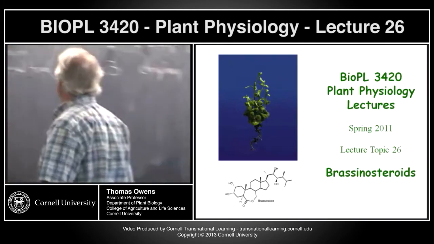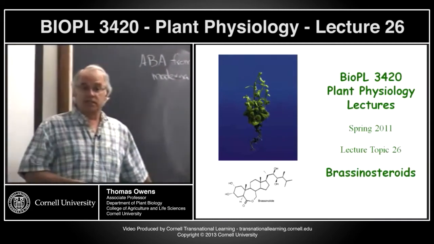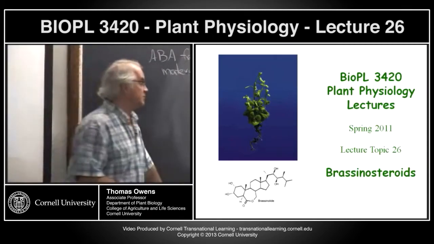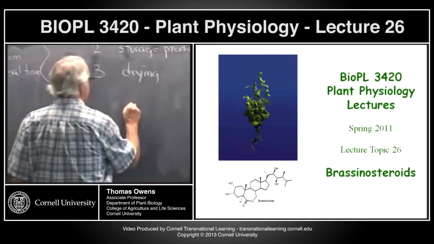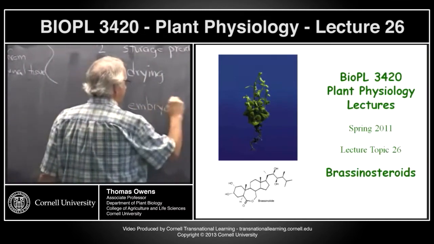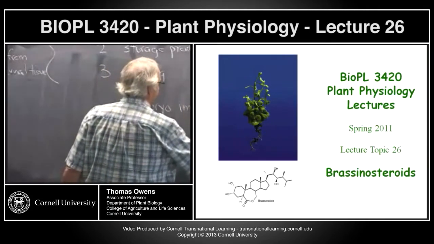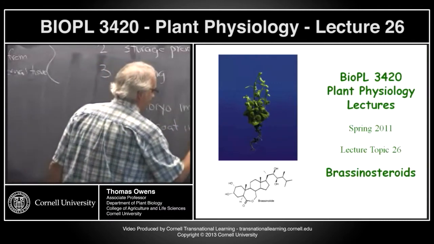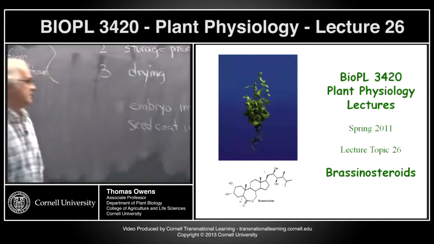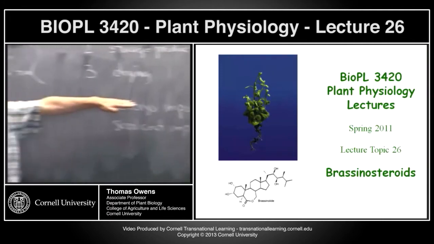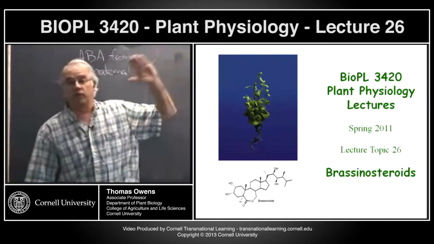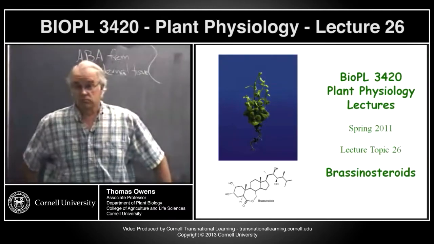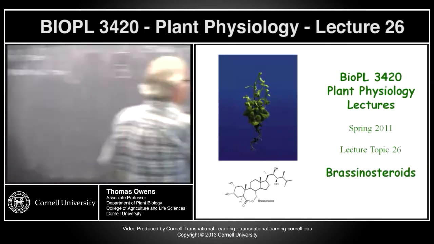Okay, so what we need to do to finish up dormancy is to consider how dormancy is maintained in the seed and what's required to break dormancy. There are actually two types of dormancy that happen in seeds. There's embryo-imposed dormancy, and then there's seed coat-imposed. Embryo-imposed dormancy is where the embryo is waiting for an appropriate environmental signal in order to allow growth to happen. And most often, that signal is chilling.